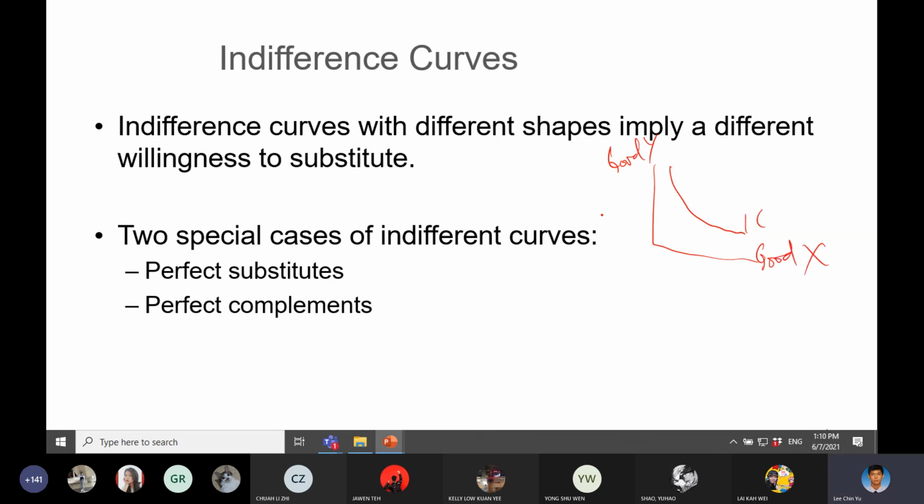This is the normal one. But sometimes the shape of the indifference curve can be different from the normal one, because we call it bowed inward. This is the normal situation. But sometimes the goods are considered perfect substitutes. We use the words perfect substitute and perfect complement. We have two special cases. If we have these two special cases, the shape of the indifference curve might be different.